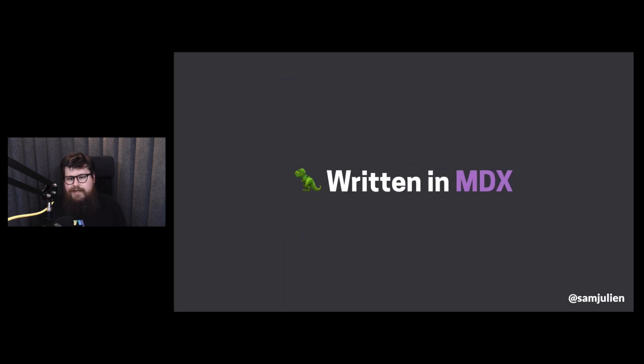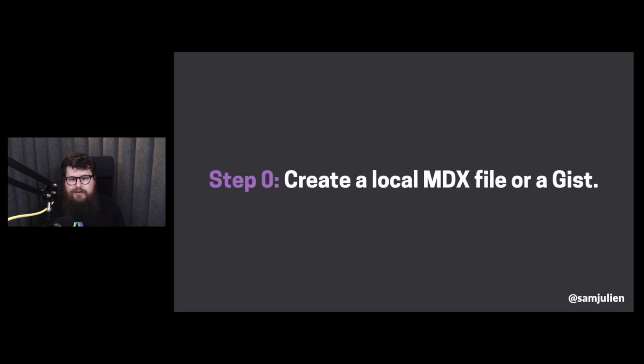So I said they were written in MDX. The first thing we're going to do in our Gatsby authentication recipe is create a local MDX file or a gist. You can do either one. The nice thing about gists is that you can also include JavaScript files and then link to them internally, which is kind of cool.